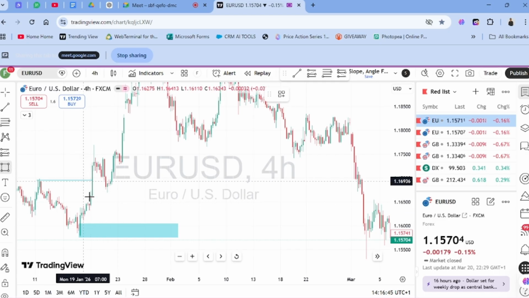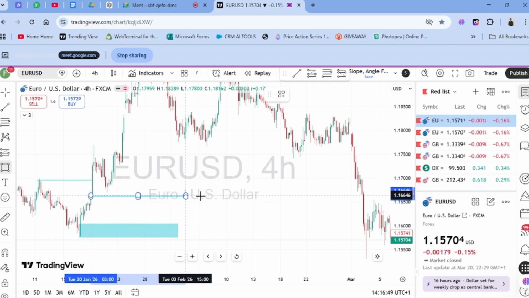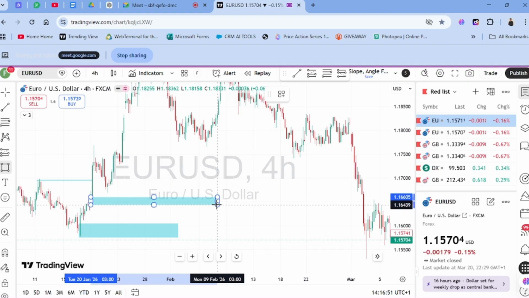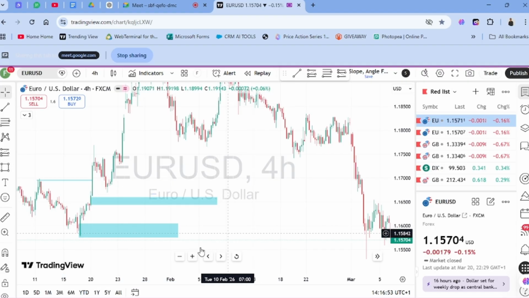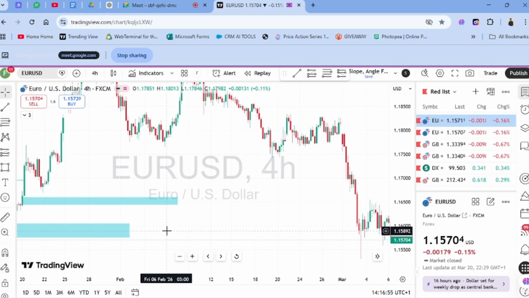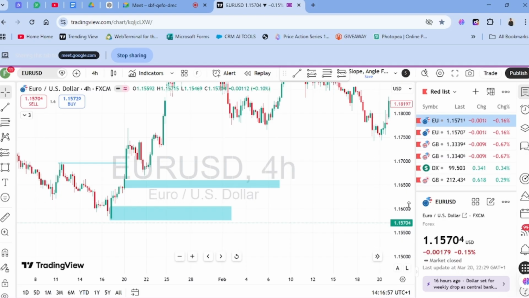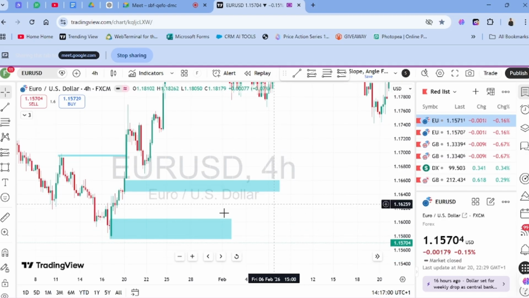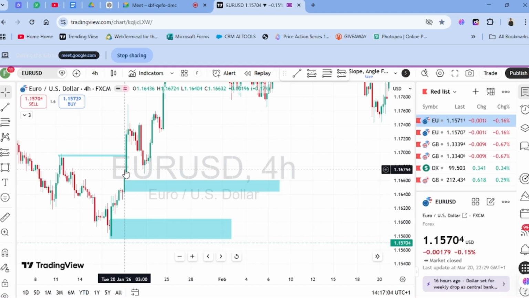First, let's identify our FVG. Here, between this candle, there is a space. This is what we call a fair value gap. The fair value gap is a space between three candles. Here we have candle one, candle two, candle three. The space in between them is a fair value gap. Do you understand?